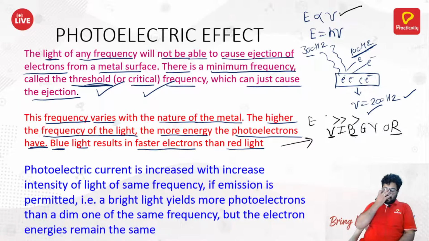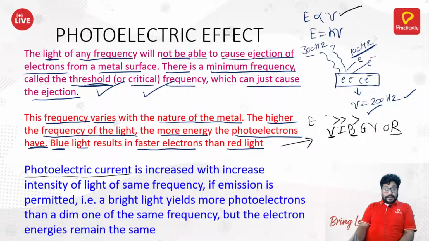Okay, so moving ahead. Photoelectric current. Now, what is meant by photoelectric current? First of all, do you know what is meant by current? Current is something which is caused by movement of electrons. Now, what is happening here? Electrons are getting ejected. So if we make those electrons pass through an external circuit, it will cause a current. So the more the electrons, the more will be the current.